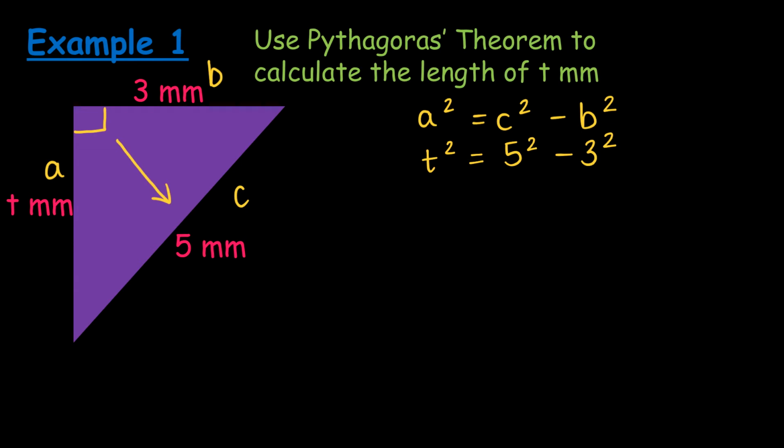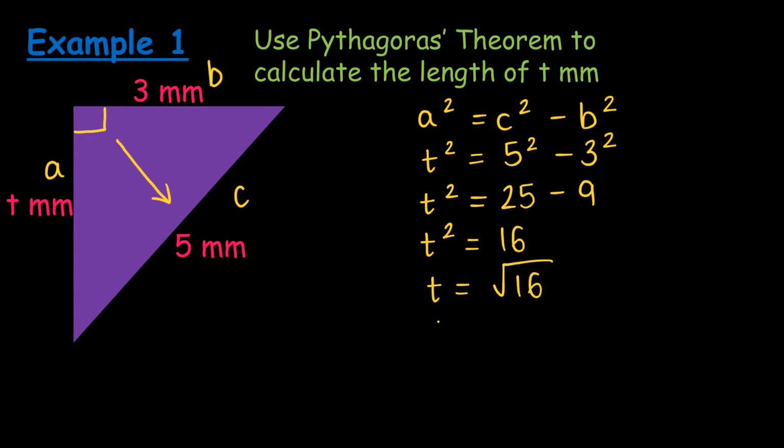So even though the question doesn't specify, I'm going to just do this without a calculator because the numbers are nice and easy. 5 squared is 25, and 3 squared is 9 because it's just 5 times 5 and 3 times 3. So that tells us that t squared is 16, and if t therefore is the square root of 16, then t is 4 millimeters.